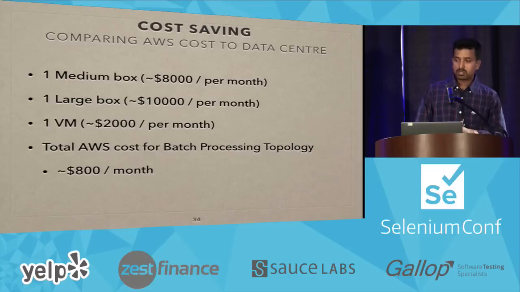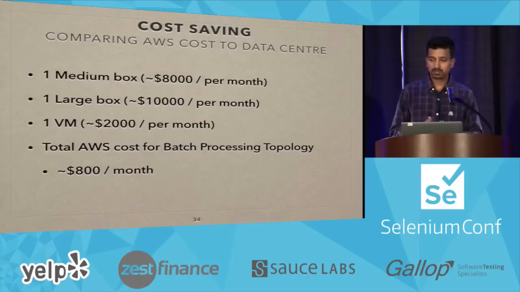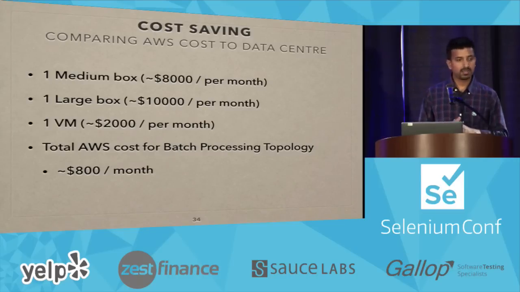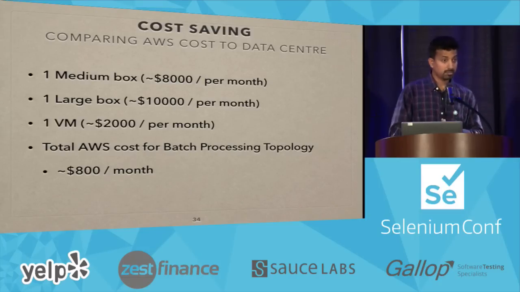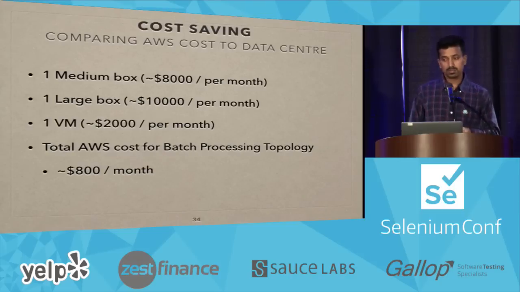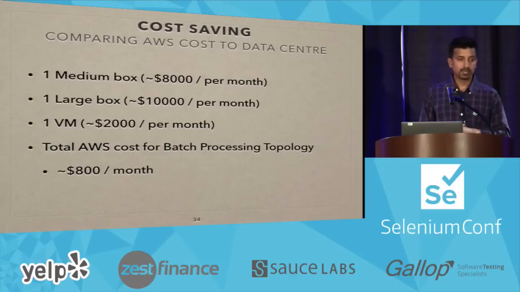Comparing AWS cost to data centers, this is the number I got from my company by some calculation. One medium box in our data center costs around $8,000 per month. This is excluding the price of the box. This is because you pay for people to manage the boxes in the data center, etc. And when you divide, this is how much it costs per box per month. For one large box, it costs around $10,000 per month. For one VM, it costs $2,000 per month.